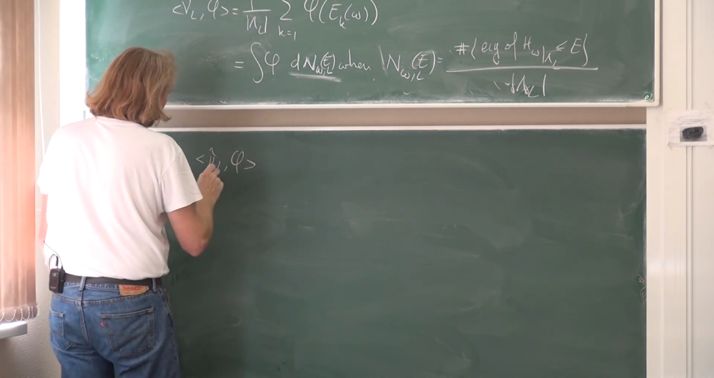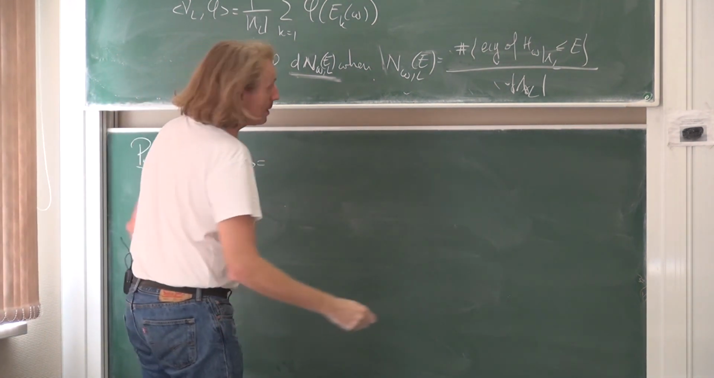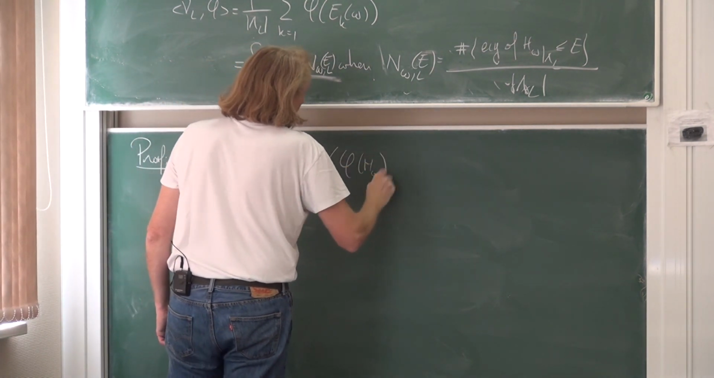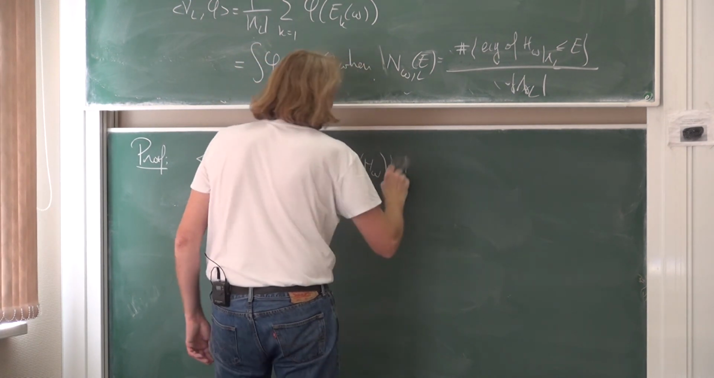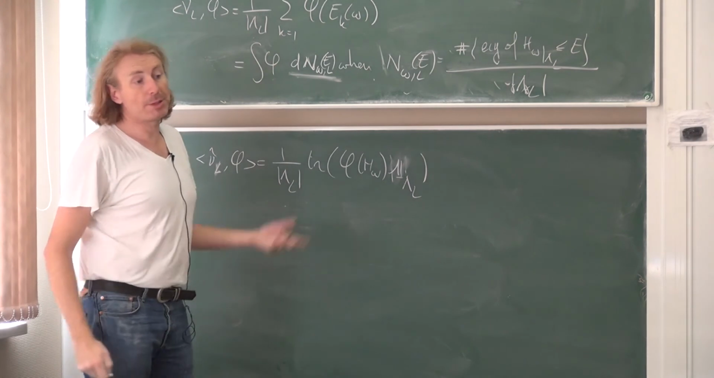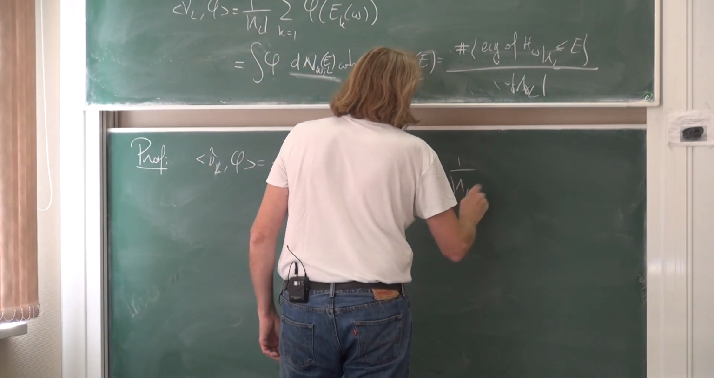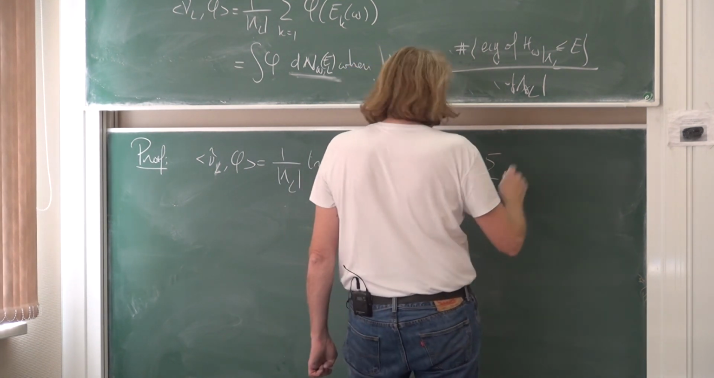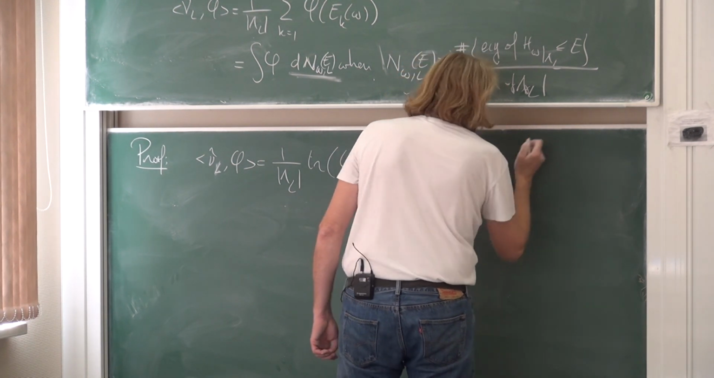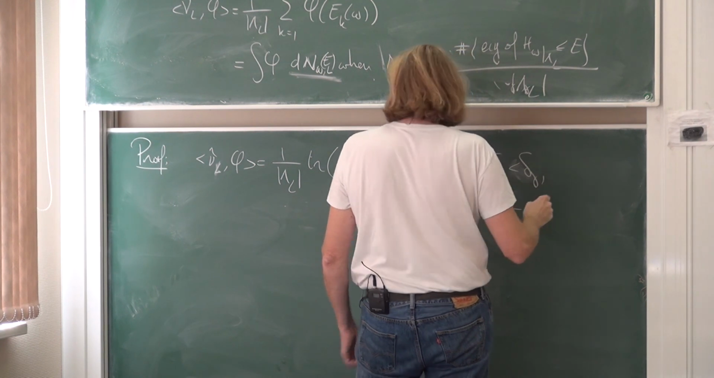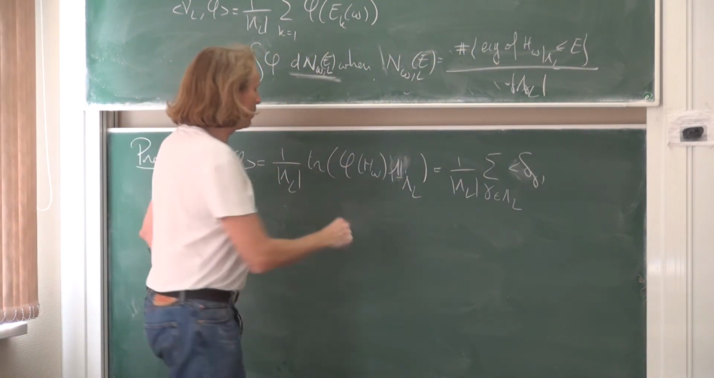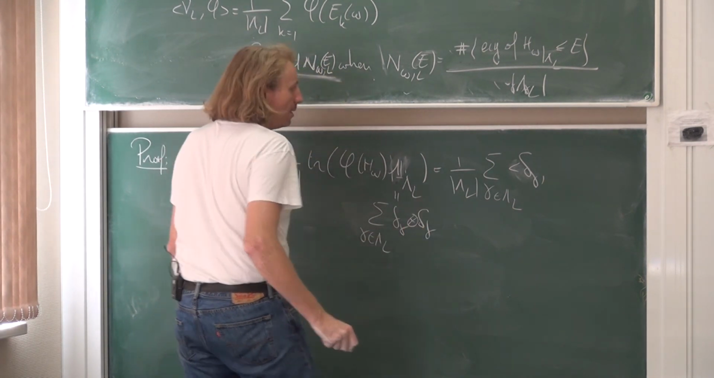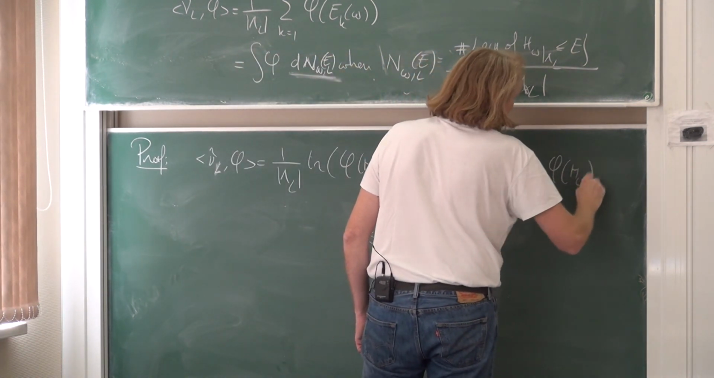Nu tilde L applied to phi. Well, what is this? This is 1 over the volume of lambda L times the trace of phi of h omega times the characteristic function of lambda L, right? But this, of course, is also 1 over the volume of lambda L, the sum for gamma in lambda L of the trace of delta gamma tensor delta gamma, where gamma runs over lambda L. So it's phi of h omega applied to delta gamma.